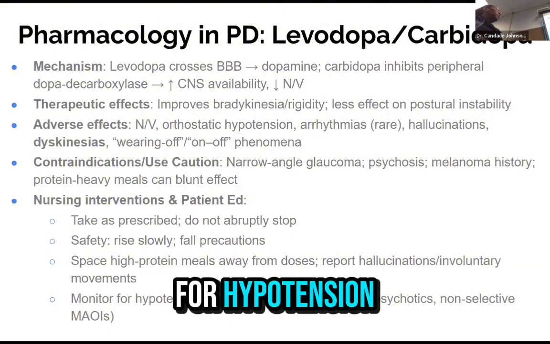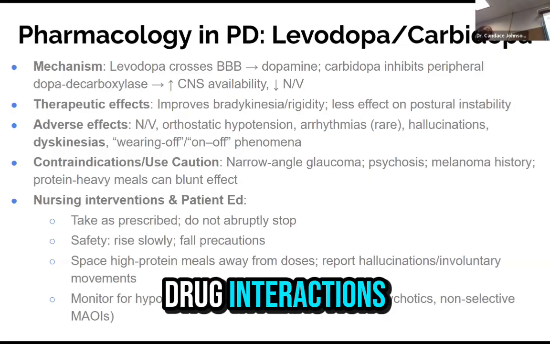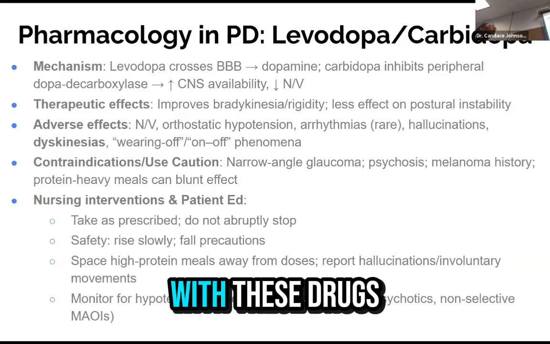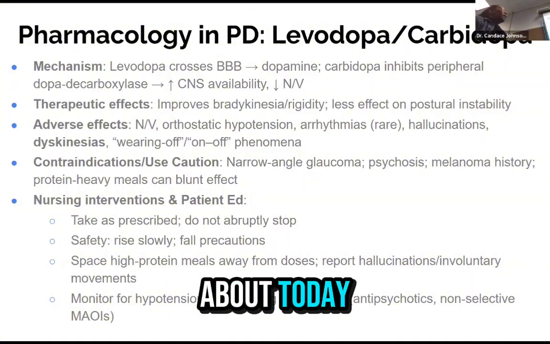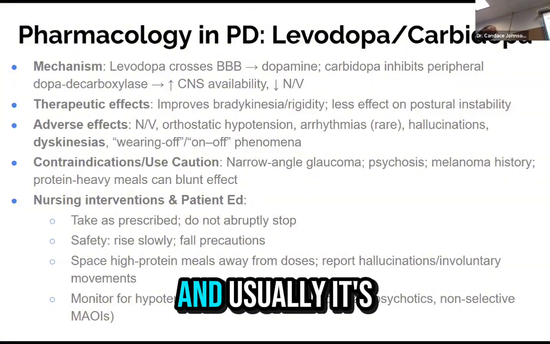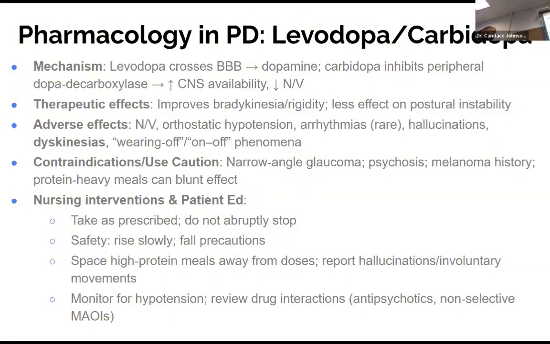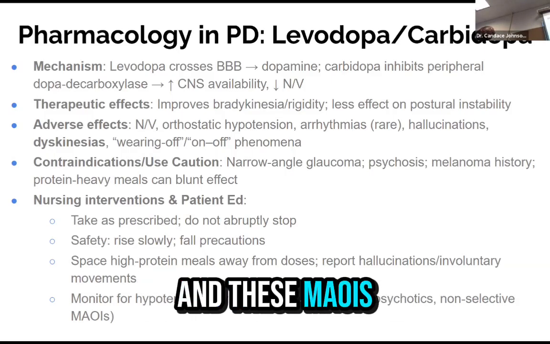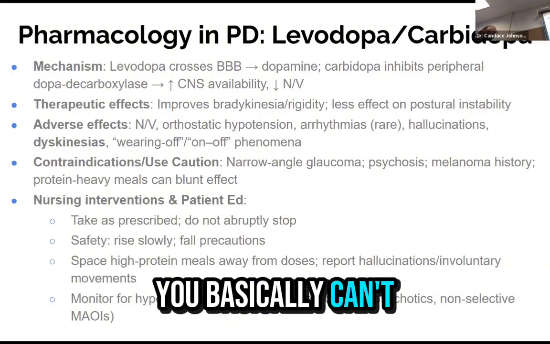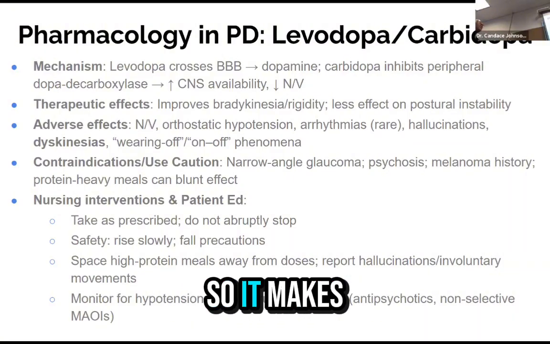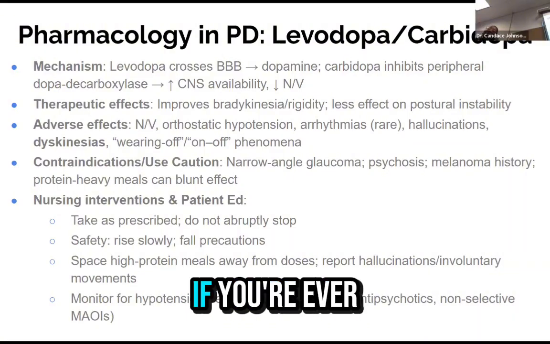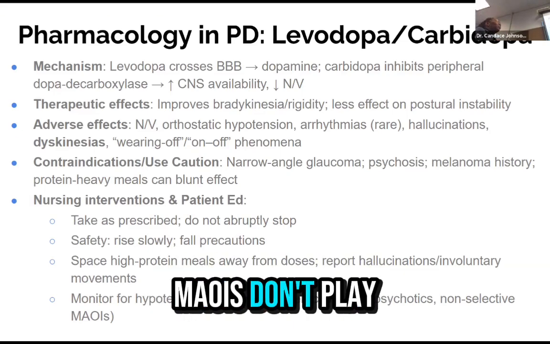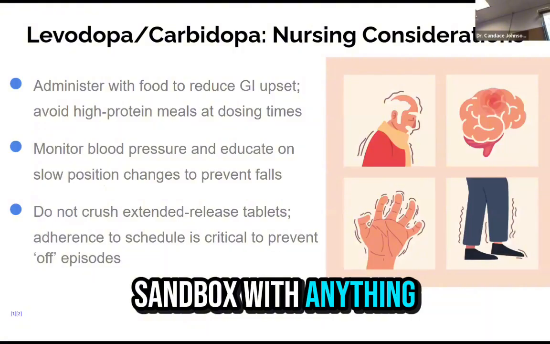We keep an eye on them for hypotension. We review the drug interactions, and you better believe there are some drug interactions with these drugs we'll be talking about today. Lots of them. All right, and usually it's the medication. The antipsychotics are problematic, and these MAOIs, you basically can't do anything if you're on an MAOI, right? So it makes sense. That's always a good choice to pick if you're ever wondering about contraindications or drug interactions. MAOIs don't play well in the sandbox with anything.